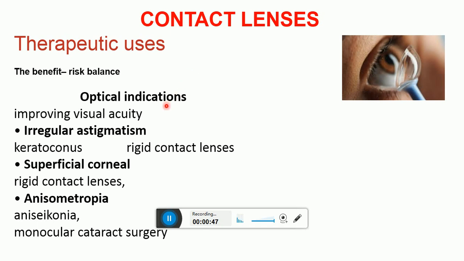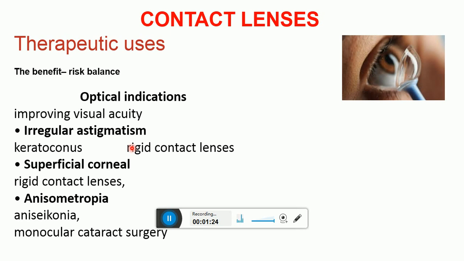First uses are optical indications. Optical uses. The optical indications are aimed at improving visual acuity when this cannot be achieved by spectacles, in certain circumstances, like for example irregular astigmatism associated with keratoconus, which can be corrected with rigid contact lenses after spectacles have failed and before corneal grafting becomes necessary. Patients with astigmatism following corneal grafting may also benefit.